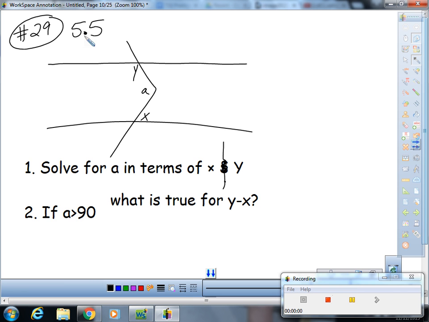All right, so this is 5-5, number 29, a two-part question. Part one: solve for A in terms of X and Y. Well, this is called a crook problem. And it's the crook problem, whoops, that doesn't look very parallel. It's the crook problem because, I don't know why, but I'll just make it up like I do everything else in the world.